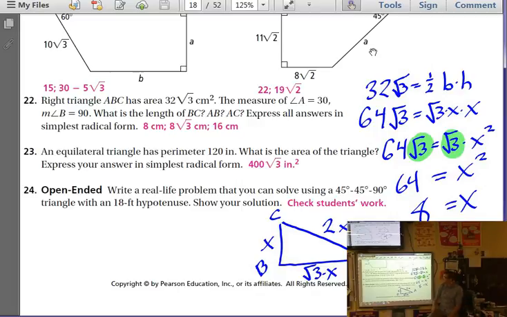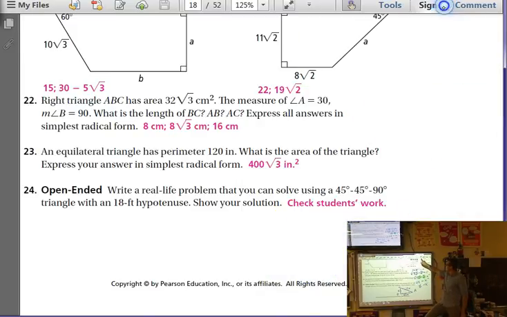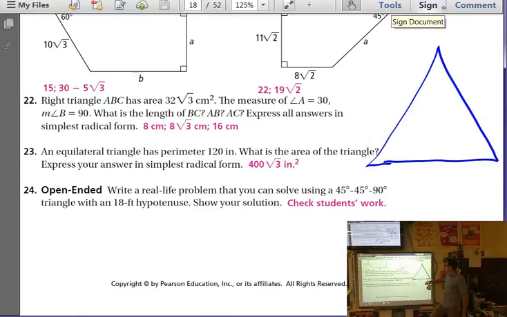23. An equilateral triangle has a perimeter of 120. What is the area of the triangle? So equilateral, not bad. What would each edge length be? 40, right?